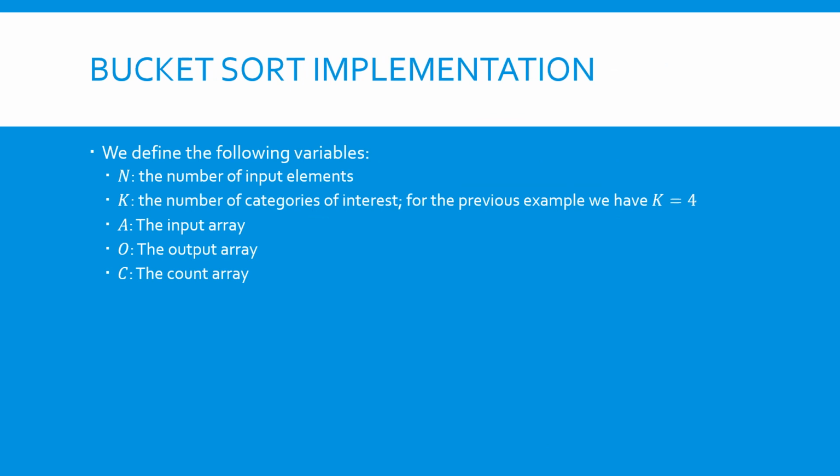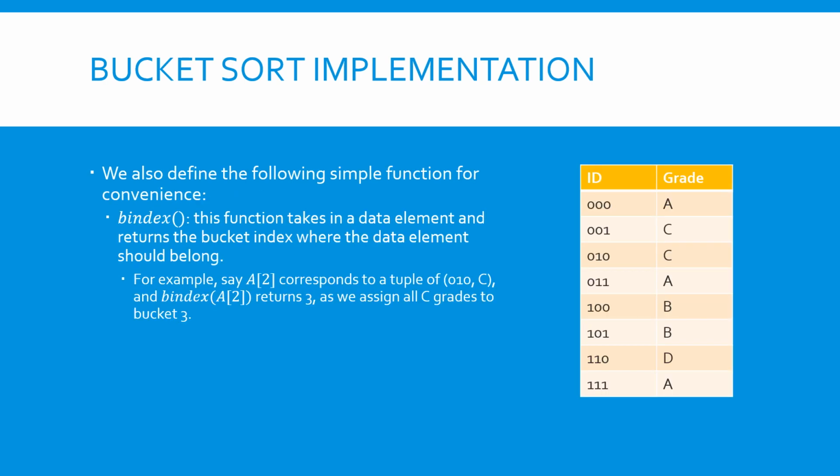Now, let's write the pseudocode for the bucket sort algorithm. We define the following variables. Define n as the number of input elements and k as the number of buckets. And also define A as the input array, O as the output array, and C as a counter array. Also, define a mapping function bIndex that takes in an element and returns the index for its corresponding bucket. For example, for element A2, we know it corresponds to the grade C and bucket 3. Therefore, bIndex A2 should return 3.